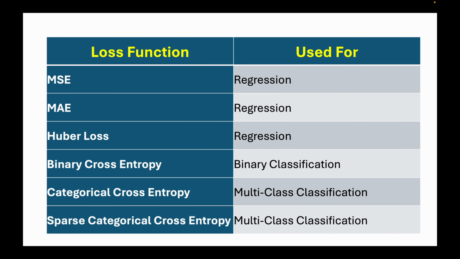MSE is used for regression. MAE is also used for regression. Huber loss is used for regression. Binary cross entropy is used for binary classification. Categorical cross entropy is used for multi-class classification. And sparse categorical cross entropy is also used for multi-class classification. So these are some of the loss functions and their uses.